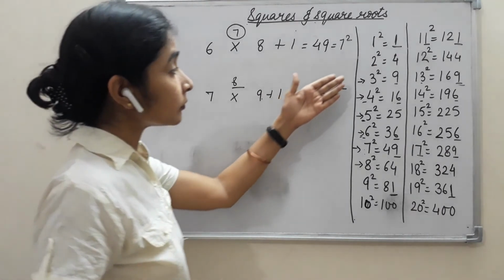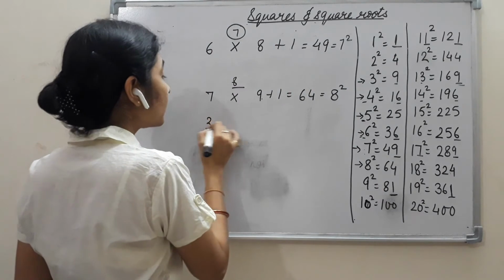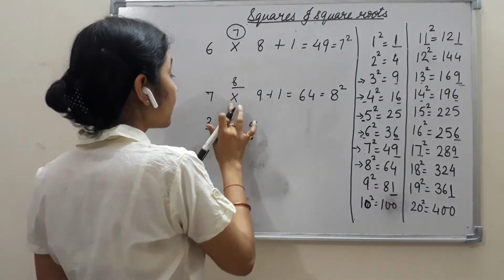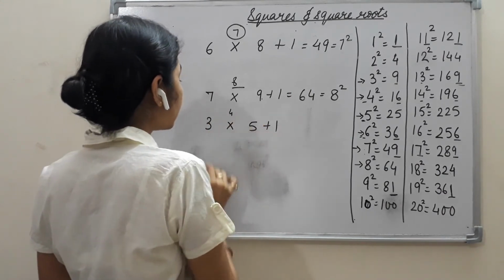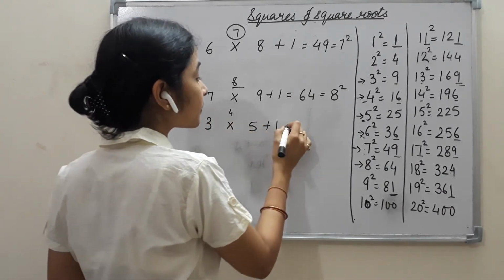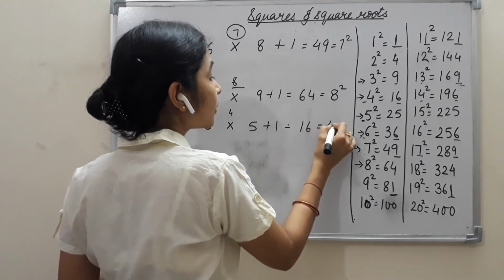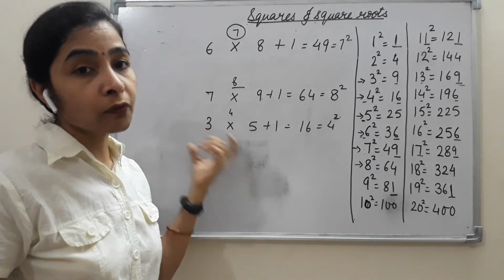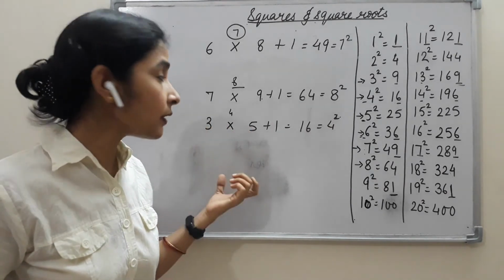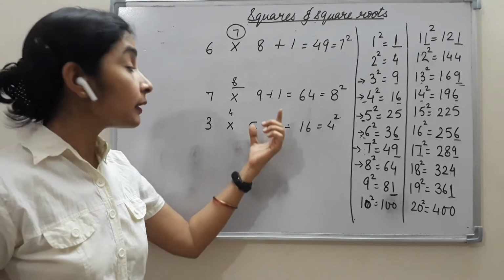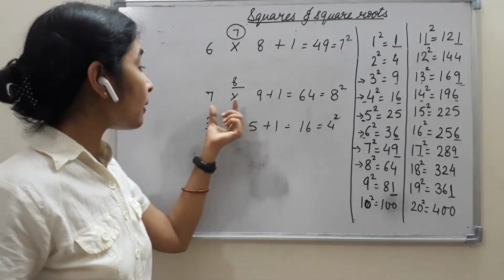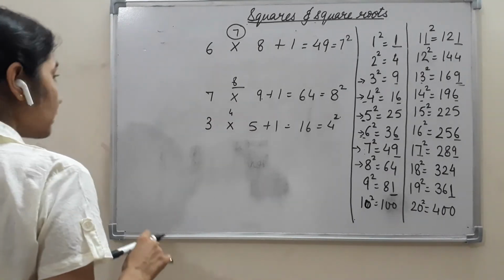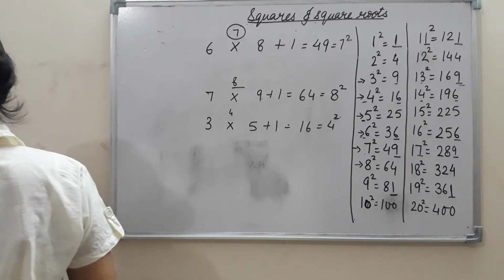If I take here 3 and 5, these are two consecutive odd numbers. What comes between them is 4. So 3 into 5 plus 1: 3 5s are 15 plus 1 gives us 16, and that is the square of 4. So the product of two consecutive odd numbers or two consecutive even numbers added to 1 gives the square of the number lying between them. Like this the concept goes. So there are many such tricks related to squares, perfect square numbers.